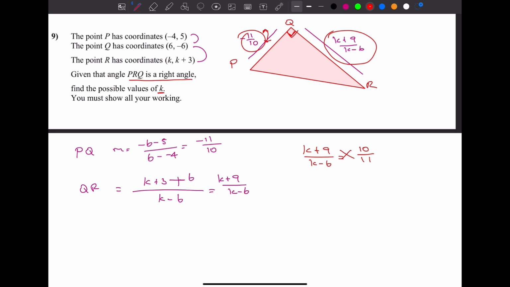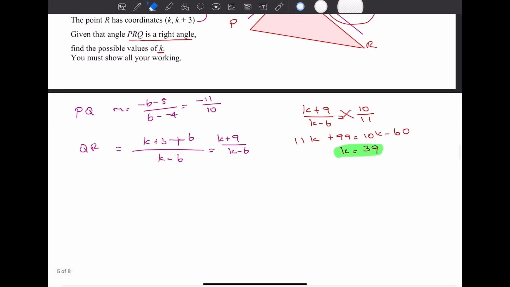Cross multiply it. That will give you 11K plus 99 equals 10K minus 60. Bring the 10K outside here. Take it away. 11K minus 10K is K equals minus 60 plus 99. That's just going to give you 39. And your answer is K is 39. Okay. Straightforward.